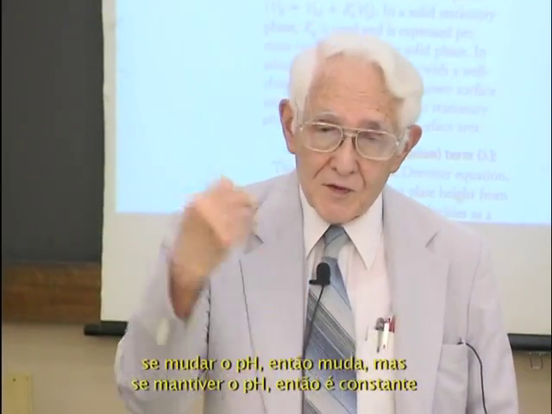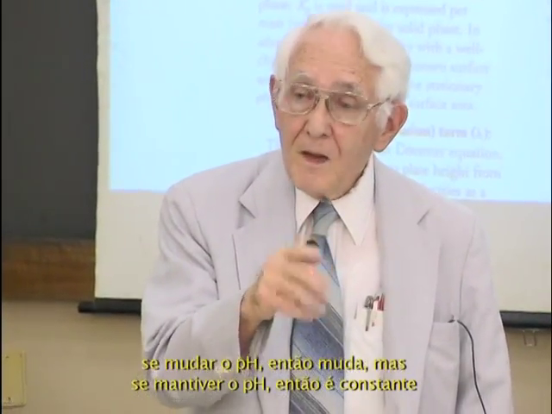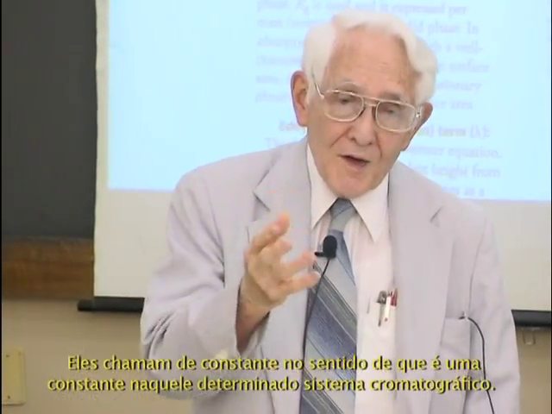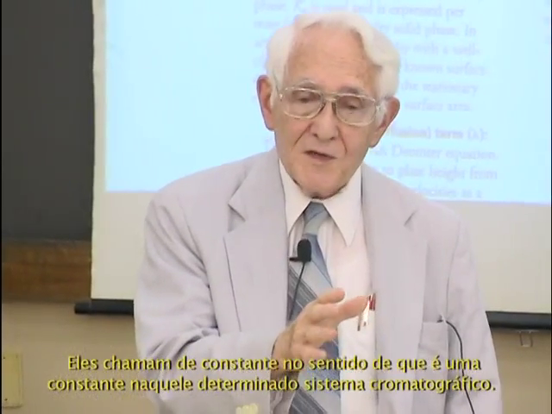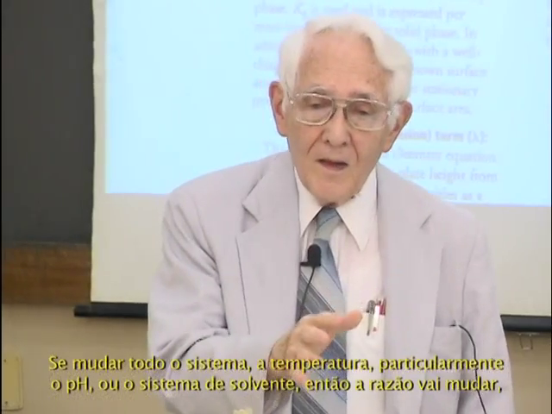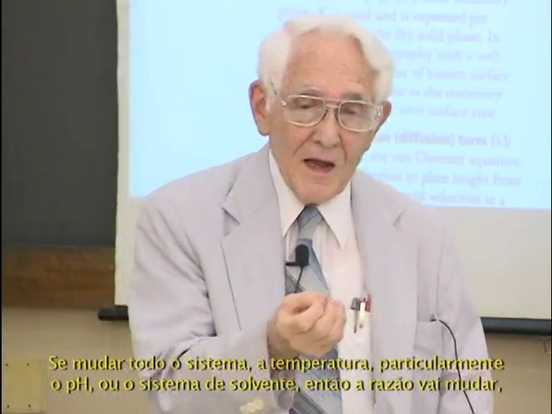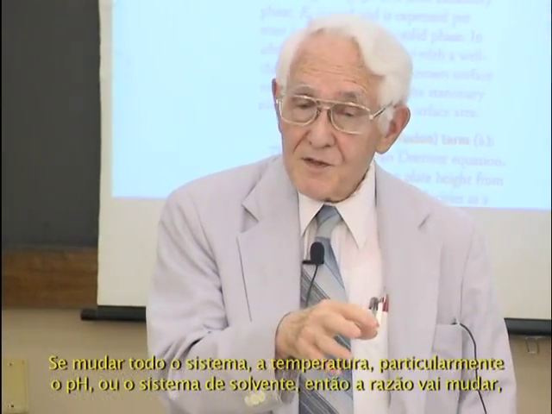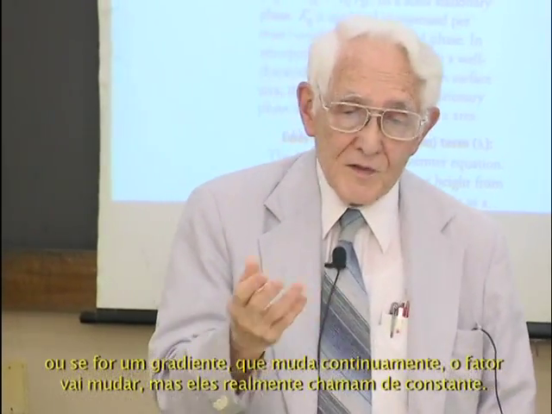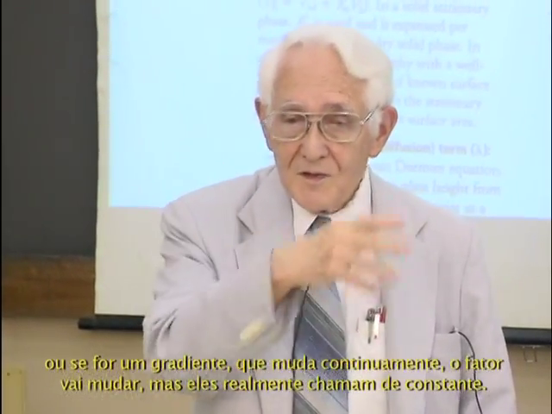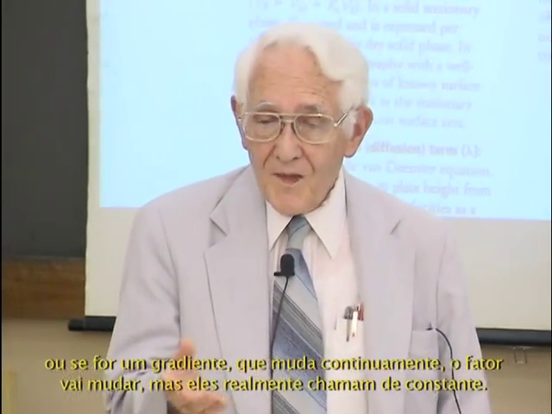If you change the pH, that will change. But if you keep the pH the same, it's a constant. So they call it a constant in the sense that it is constant for a particular chromatographic system. If you change that system at all, if you change the temperature, particularly the pH or the solvent system, that will change. So for instance, in a gradient system, it continually changes. But they do call it a constant.